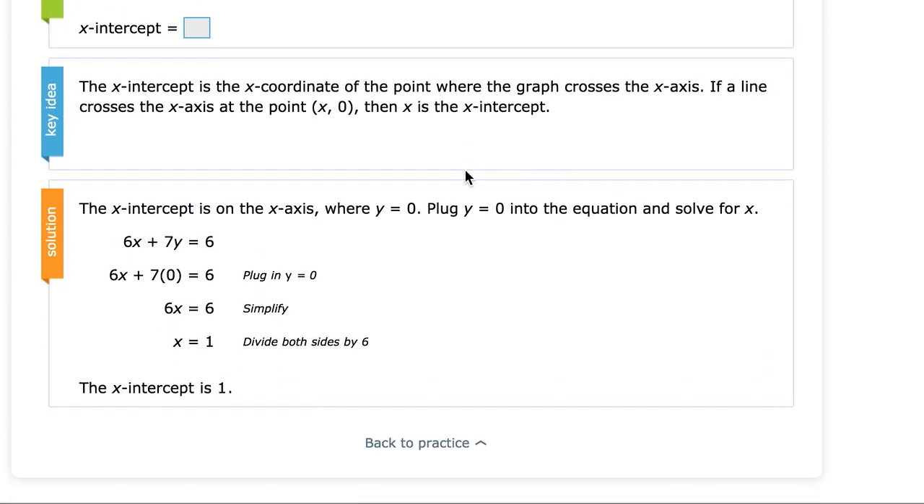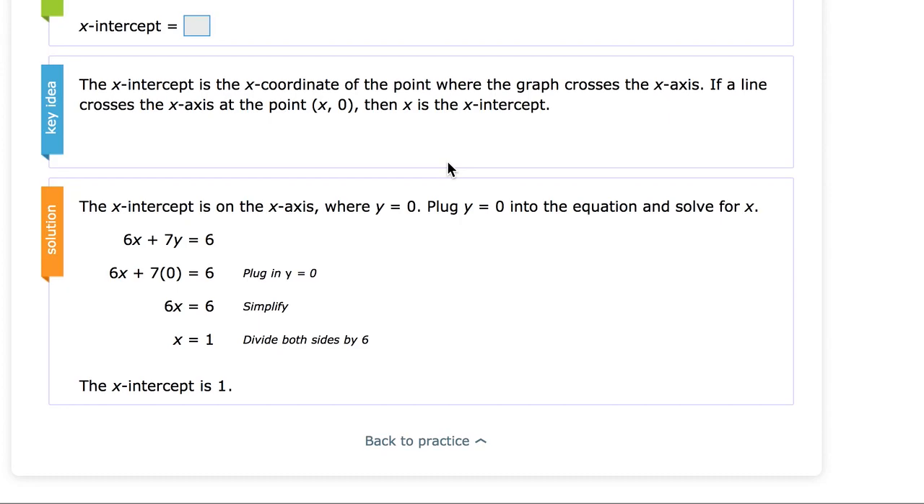So here, the idea is that if you want to find an x-intercept of an equation given in standard form, then you plug in 0 wherever the y is. And if you're trying to find the y-intercept, then you would plug a 0 wherever the x is. So always plug a 0 in the opposite variable. That's what will give you the intercept.